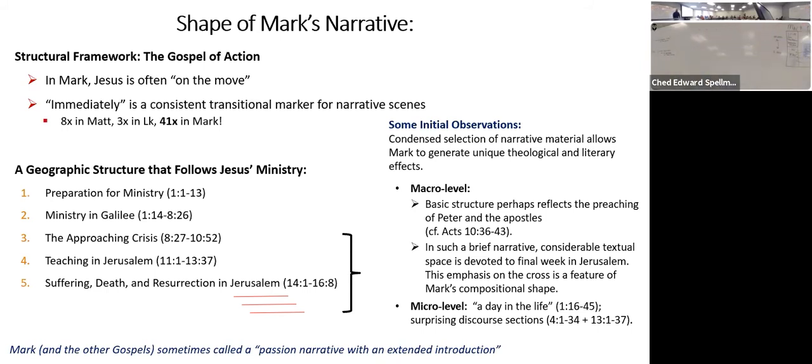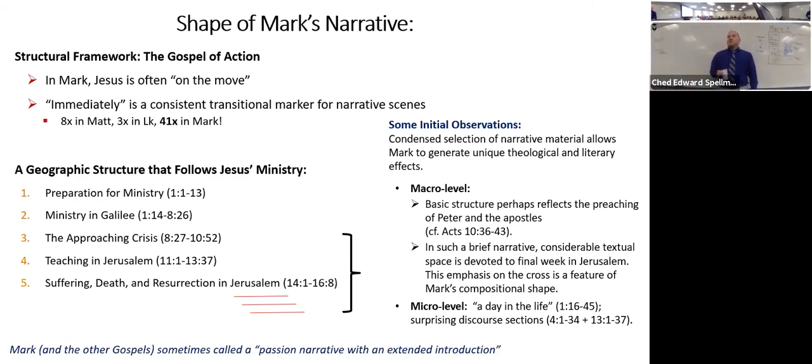And then the biggest block of discourse is in chapter 13, where we get, in Jerusalem right before the passion, Jesus' discourse on his mini apocalypse, where we get the discourse on the end, what will take place at the end of days. Right, so here we have a gospel.